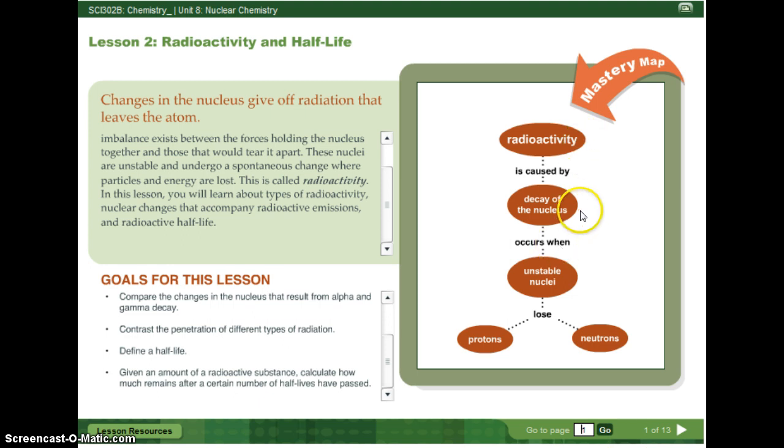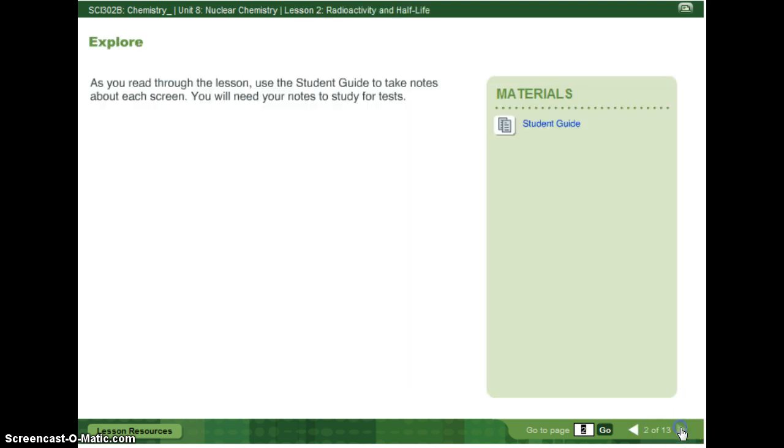Radioactivity is caused by the decay of the nucleus, which occurs when unstable nuclei lose protons and neutrons, and this does occur naturally. So you can get the student guide.